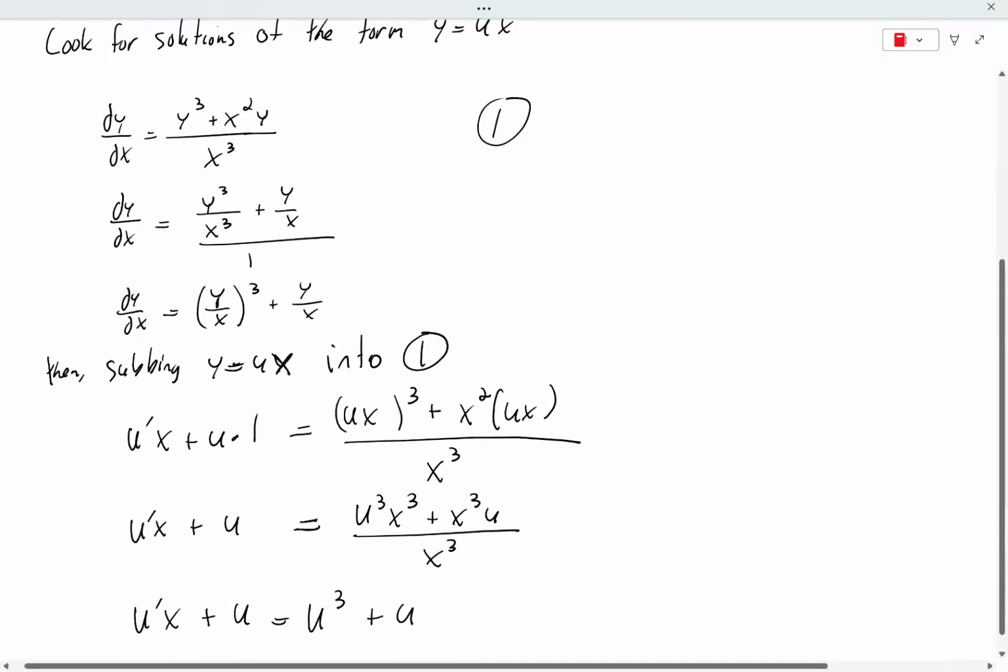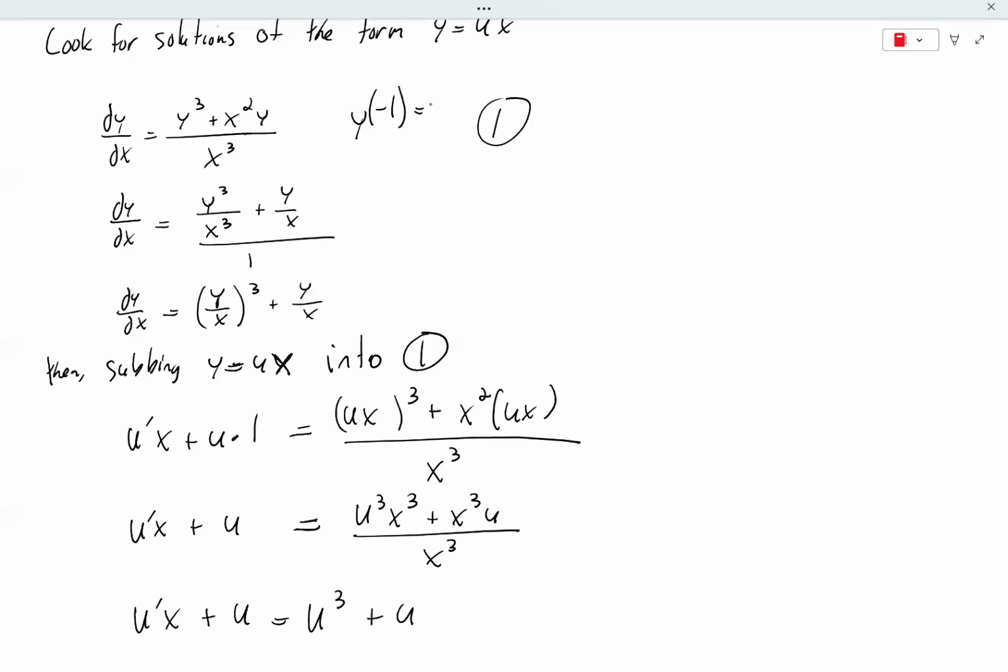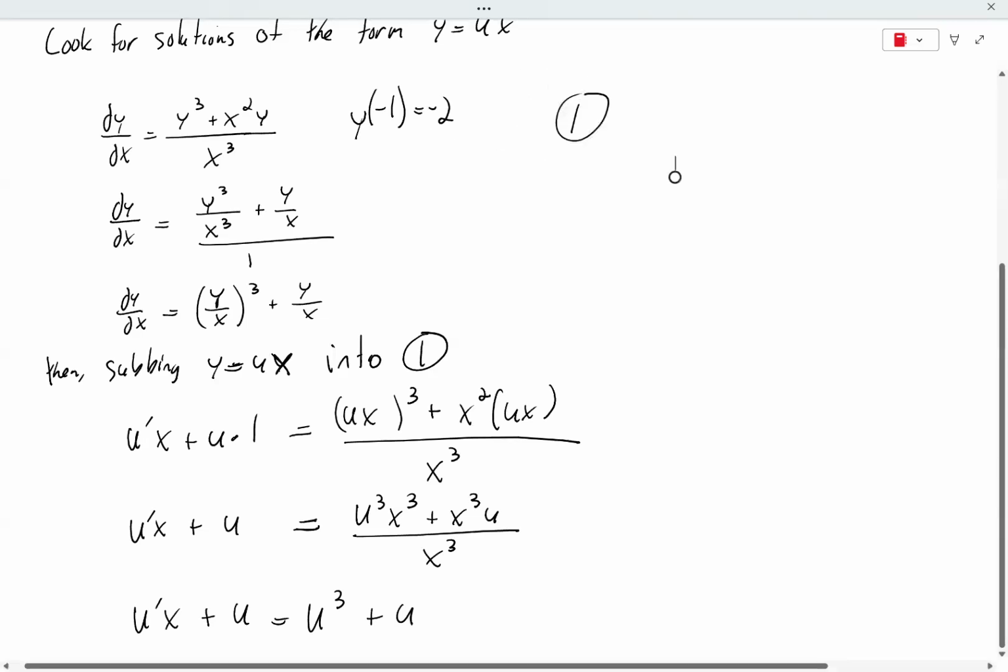Oh, one other thing on this one too, on this original equation. Let's say also this is an initial value problem. We haven't had to use this yet, but let's say y of -1 is equal to -2. Back to our original one here. On our example, I forgot to write that down. Let's say it's like an initial value problem. We'll come to that later, but we'll add the condition on there.